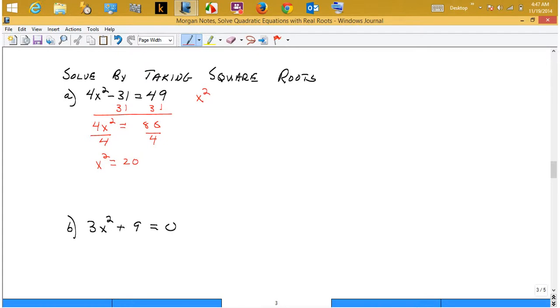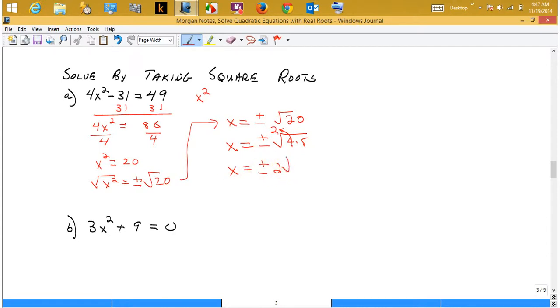All right, now I take the square root of both sides. So that would give me the square root of x squared is equal to plus or minus the square root of 20. So x is equal to plus or minus the square root of 20. Now let's simplify the 20. Remember that 20 is going to be equal to 4 times 5. And because we need to get out all perfect squares, the 4 will come out as a 2. So x is equal to plus or minus 2 times the square root of 5.